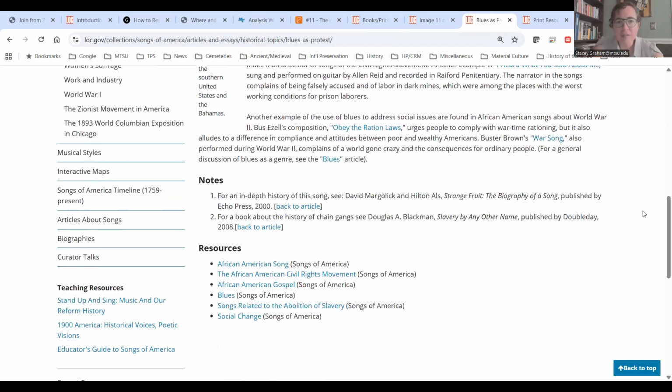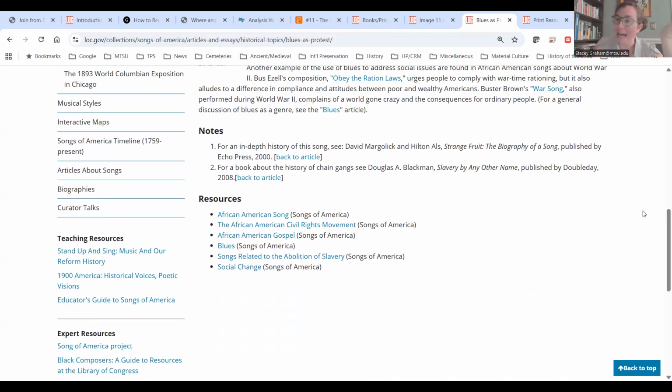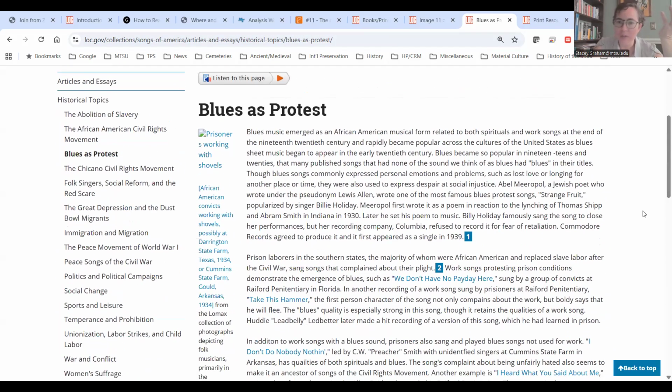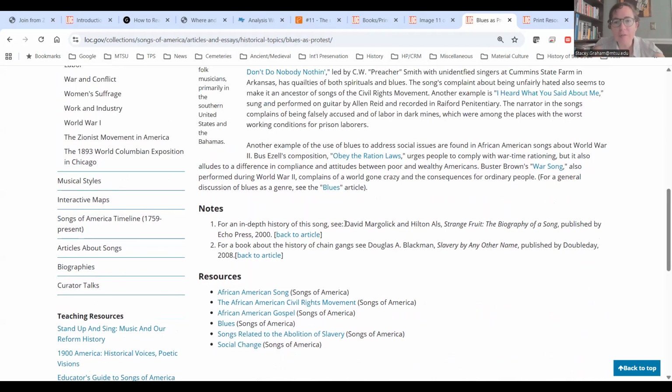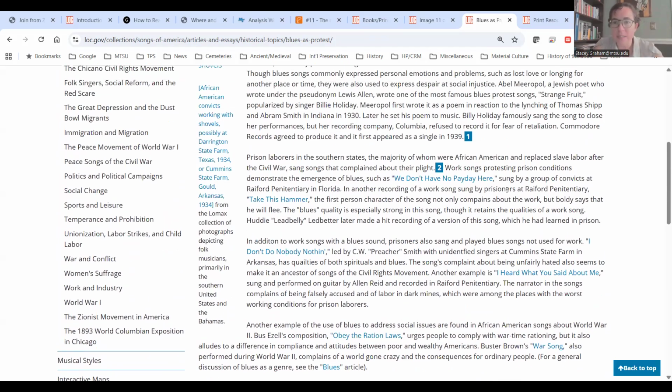So here we have an essay. It doesn't have an author's name on it, but it was written by a librarian at the Library of Congress. It does have 2 footnotes. The footnotes, though, are referring to other secondary sources. So in a way, this is using secondary sources, but it is also using primary sources. So all of these links are to specific songs in the collections, which they're using as primary sources.